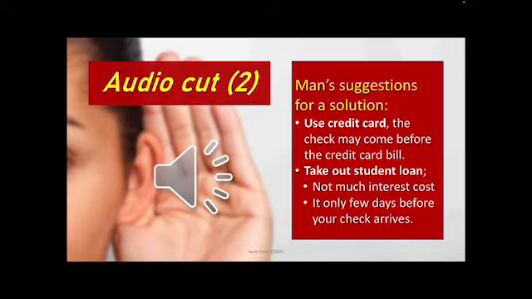Okay, that's the conversation between a man and a woman. The woman expresses her problems with budgeting, especially about the study, the tuition fee, and everything about money. And then the man gives a suggestion for the solution. After the audio you heard, this is the solution from the man, and this is the problem from the woman.